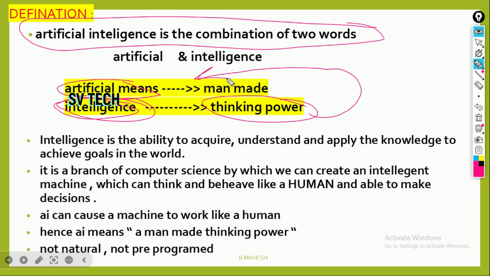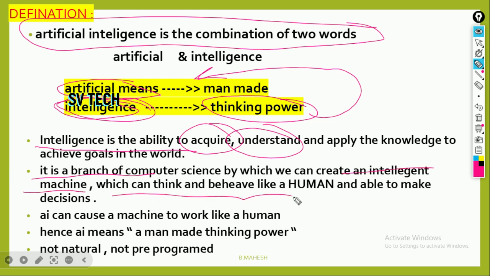which are made by humans. Intelligence is the ability to acquire, understand and apply knowledge to achieve goals in the real world. It is a branch of computer science by which we can create an intelligent machine which can think and behave like a human and is able to make decisions and solve problems. AI can cause a machine to work like a human. Hence, AI means a man-made thinking power. It is not a natural thinking power. It is programmed by humans into the machine or a tool.